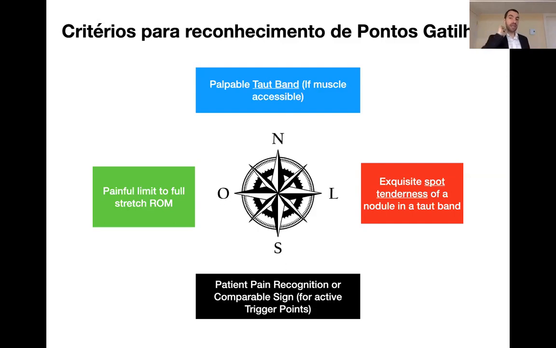And more than that, if we press the point, if we press the nodule that we palpate, and the patient says, oh, that's my pain, my head's aching a lot, that's the patient pain recognition sign, all right? So that's very important. That's an active trigger point. And when we find that, okay, it's a trigger point, let's treat it, all right?